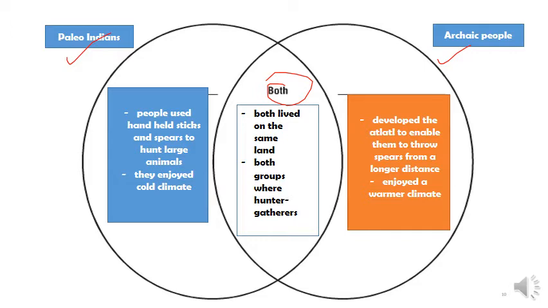Look how I wrote them. The Paleo-Indians held sticks and spears to hunt large animals, while the archaic people developed the atlatl to enable them to throw spears from a longer distance. The Paleo-Indians enjoyed cold climate, while the archaic people enjoyed warmer climate. Both lived on the same land. This is the first similarity. Both groups were hunter-gatherers.